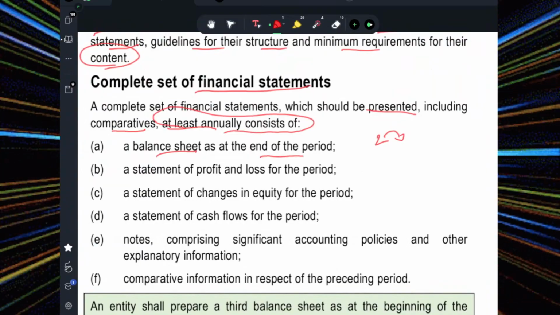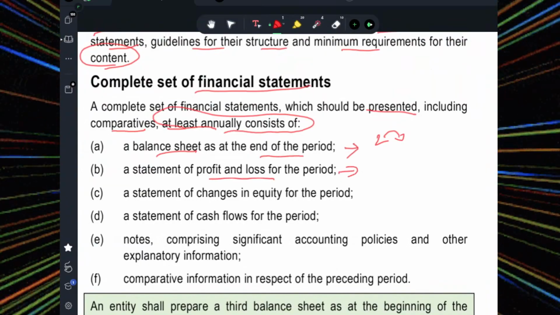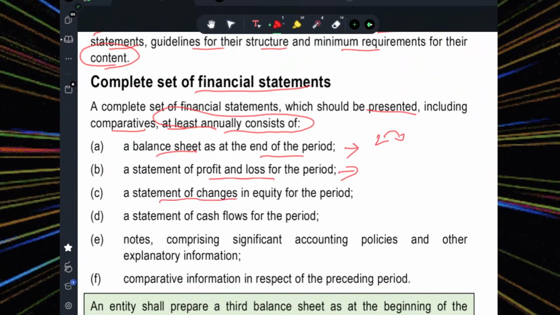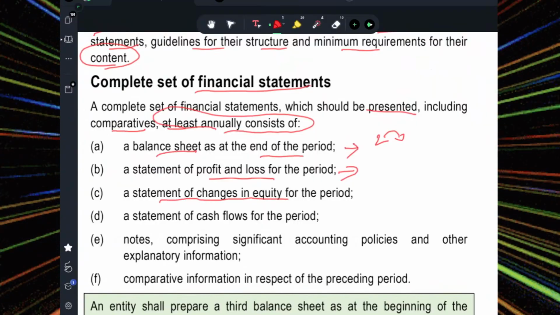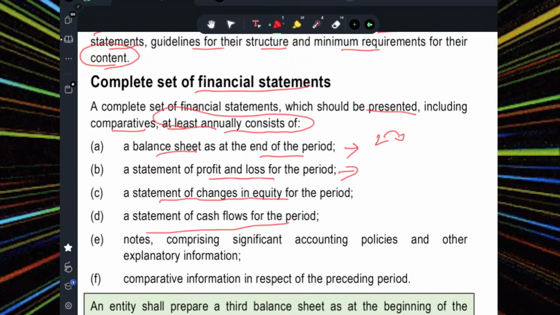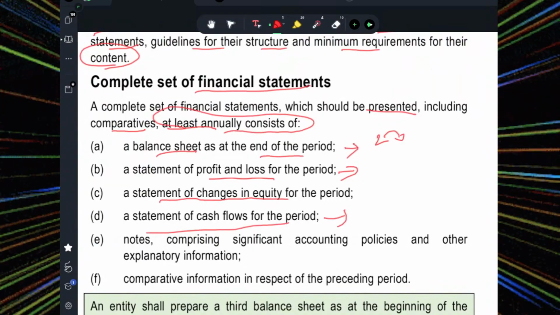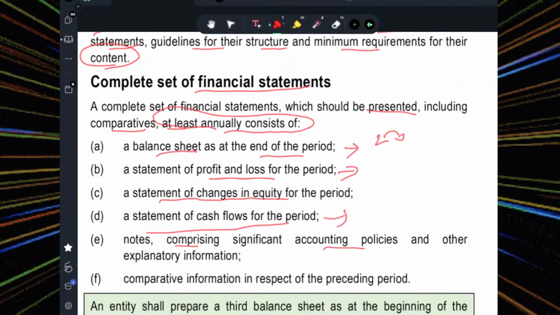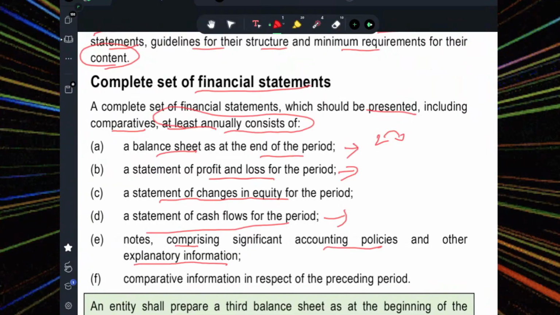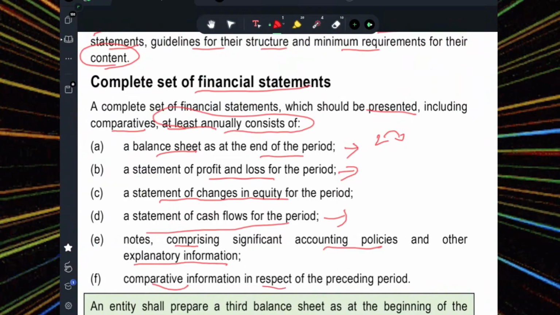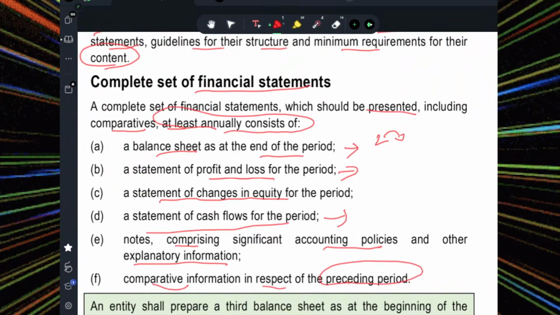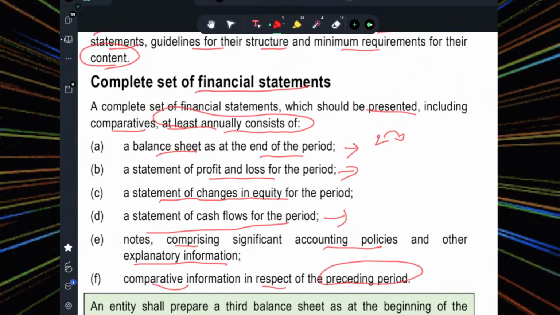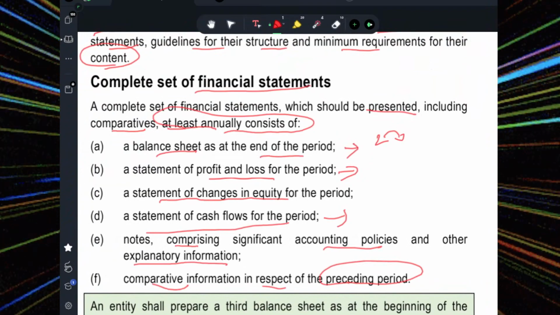Balance sheet at the end of the year. What is a balance sheet? Profit and loss statement. Statement of changes in equity, who all are owning how much shares. Statement of cash flow periodically, how the cash comes in, cash goes out. Notes comprising significant accounting policies and other explanatory information, and comparative information in respect of the preceding period. So balance sheet, P&L we are required. Then statement of changes in equity and cash flow required.